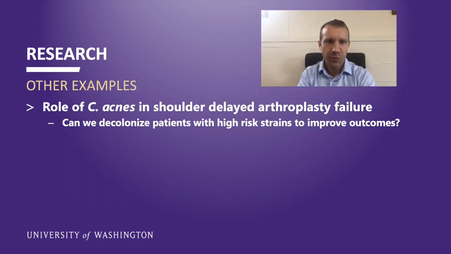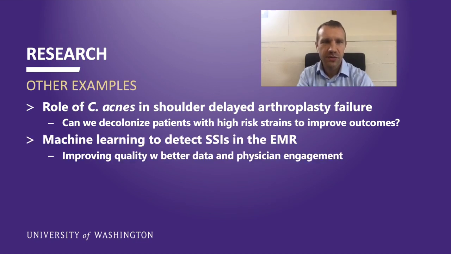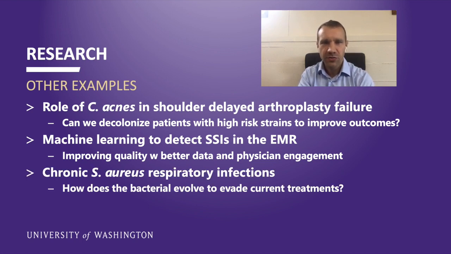Some other examples of active projects include the role of Cutibacterium acnes, a common skin bacteria, in delayed shoulder arthroplasty failure. This is a big problem in this patient population, and we're hoping that we may be able to identify and decolonize patients with high-risk strains of this bacteria to improve their long-term outcomes. We're also using machine learning to try to detect surgical site infections in the electronic medical record in real time and use that to improve quality with better data and better physician engagement. We're also looking at Staph aureus respiratory infections and how Staph aureus evolves over time and evades our current treatment and eradication strategies using some genetic tools.